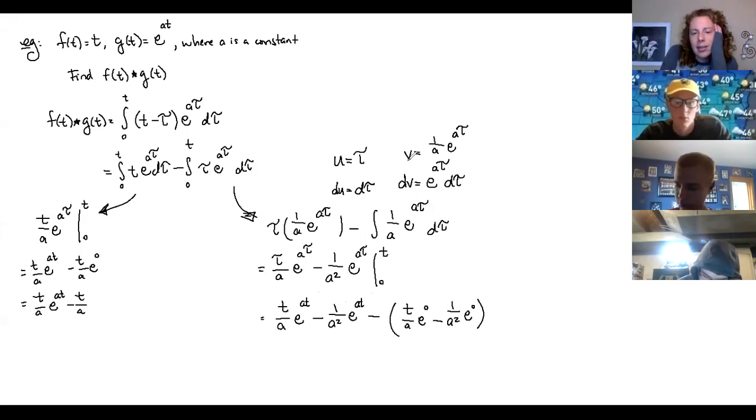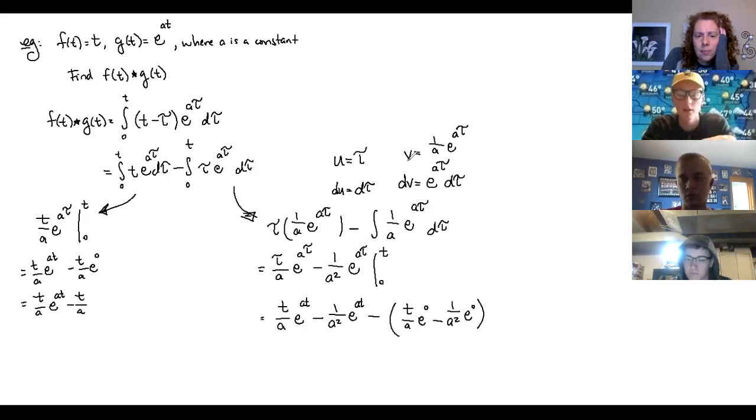So t over a, e to the at, minus 1 over a squared, e to the at, minus, t over a, e to the 0, minus 1 over a squared, e to the 0. Stuart, question? Wouldn't you, when you're plugging in the 0, plug it in for tau over a? So it'd be 0 over a. Yes, yes, yes. Thank you.